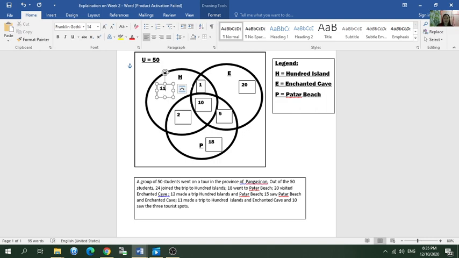Okay, 11. Next, we have also 20 in the Enchanted Cave. So, 1 plus 10 plus 5. This is 16. Minus 20, magiging, correct, magiging 4. Dito naman is 18. 2 plus 10 plus 5 is 17. 18 minus 17 is how many?